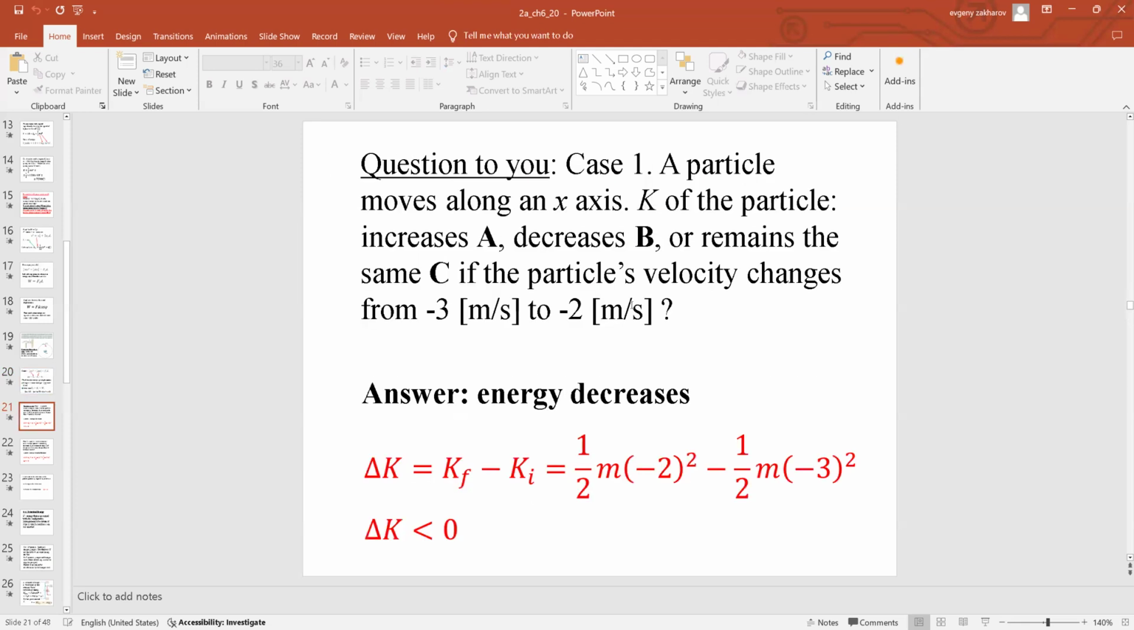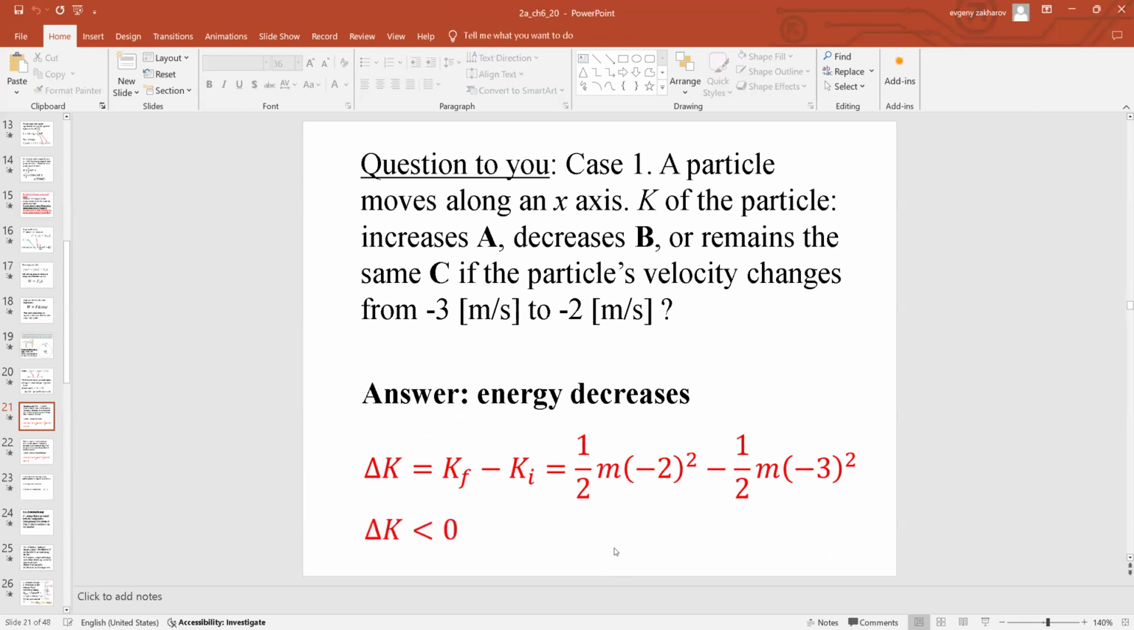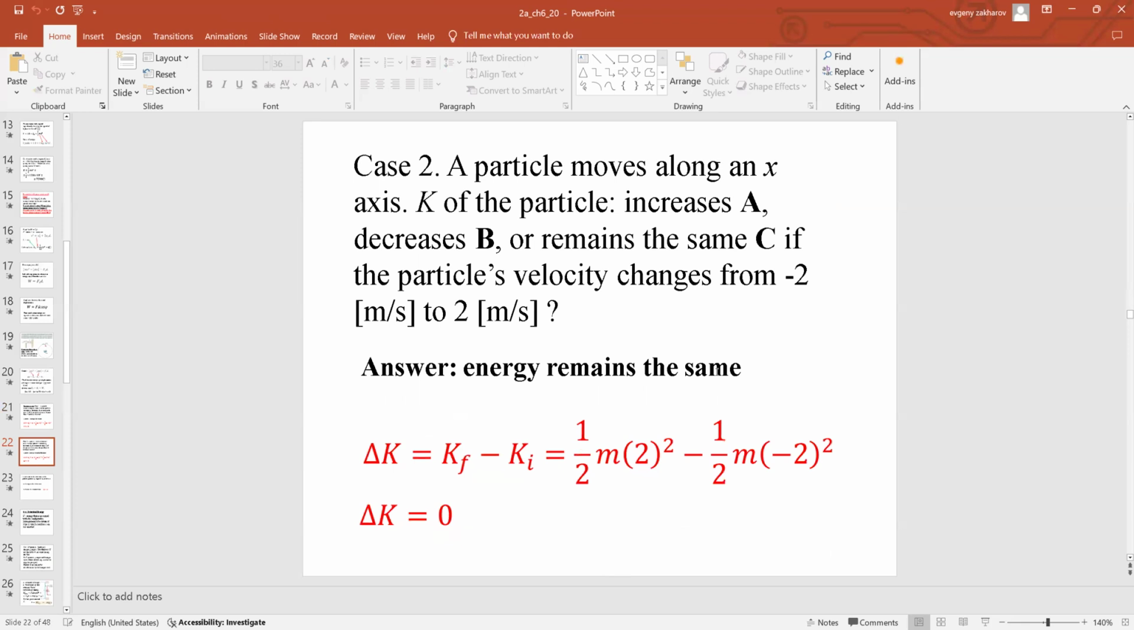So energy decreases, work is negative. System loses energy. Energy remains the same, work done is zero. There is no energy transfer to or from the system.